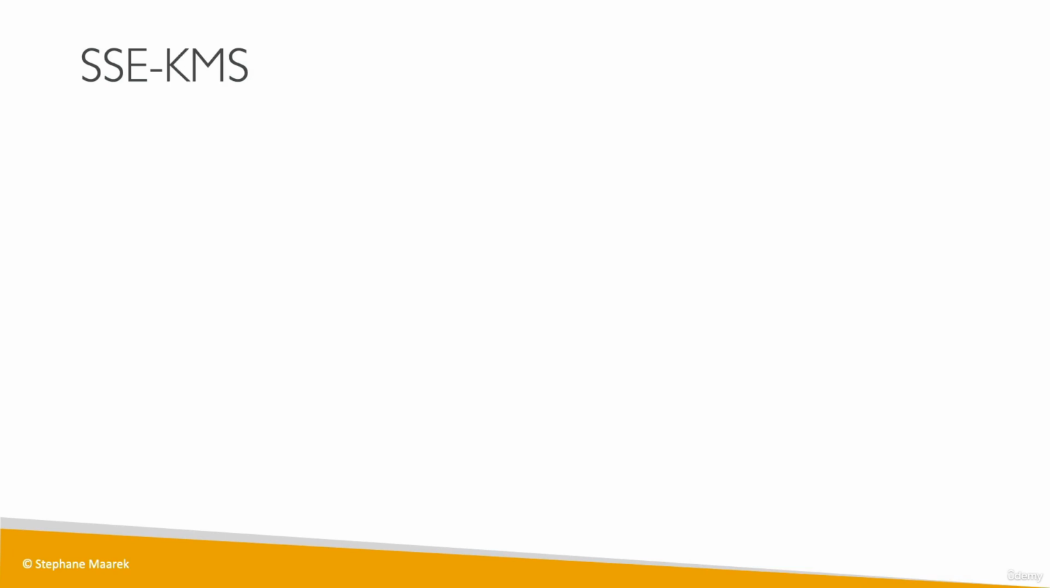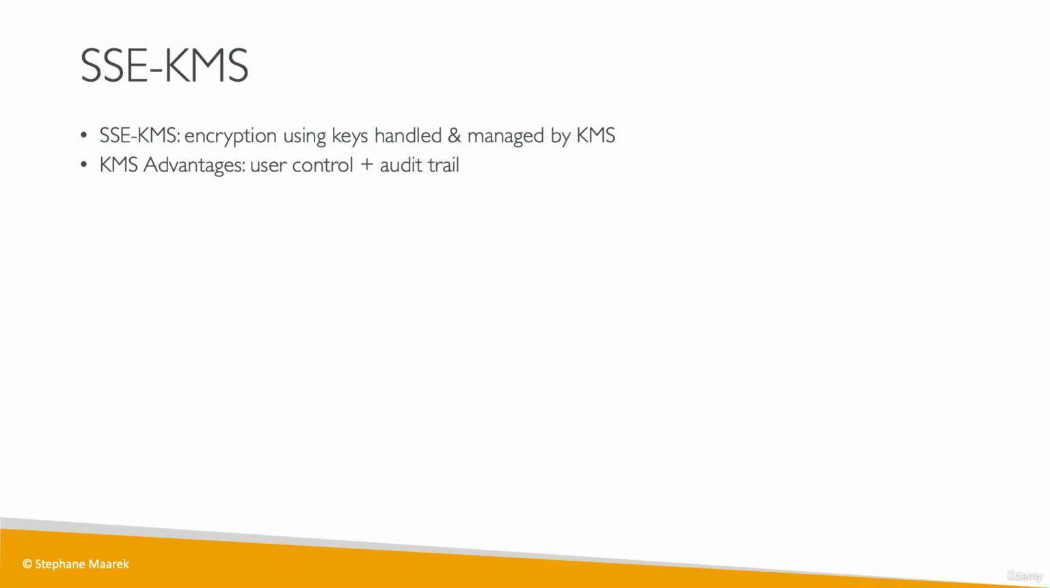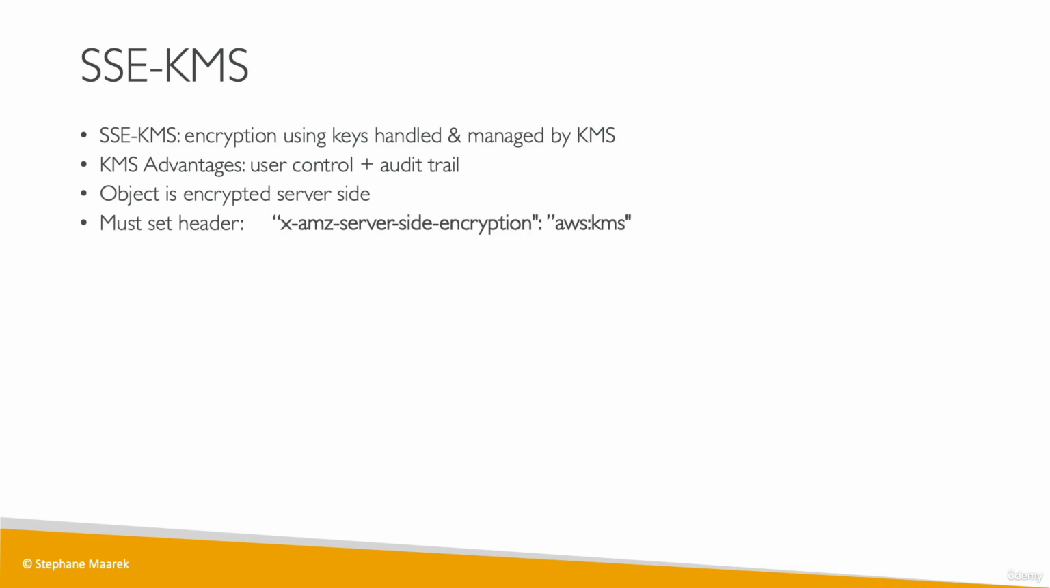Next, SSE-KMS. So we haven't seen what KMS is right now. We'll see this pretty much towards the end of this course on the security side. But KMS is Key Management Service, which is an encryption service for you. So SSE-KMS is when you have your encryption keys that are handled and managed by the KMS service. Why would you use KMS over SSE-S3? Well, it gives you control over who has access to what keys and also gives you an audit trail. Each object is going to be again encrypted server-side. And for this to work, we must set the header x-amz-server-side-encryption to be of value aws:kms.